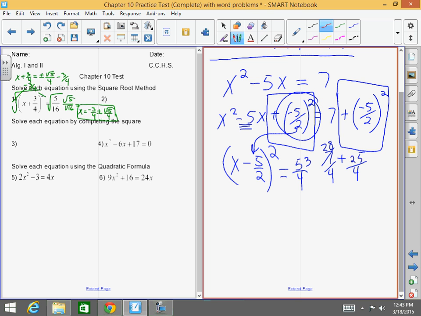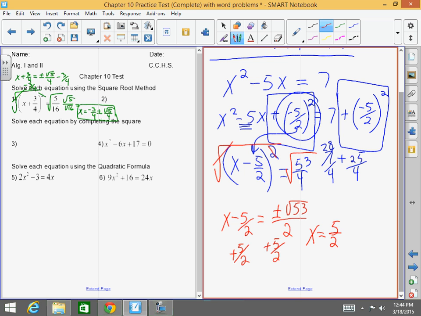Okay. Now I want to get rid of the square, the power of 2. So I square root both sides. The square root cancels the 2. x minus 5 halves equals plus or minus square root of 53 over 2. Now I add my 5 halves to both sides, and I get x equals 5 halves plus or minus square root of 53 over 2.